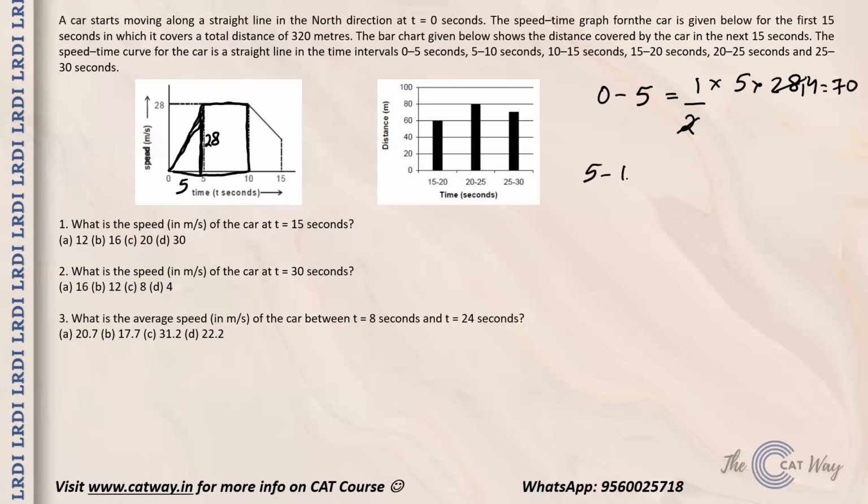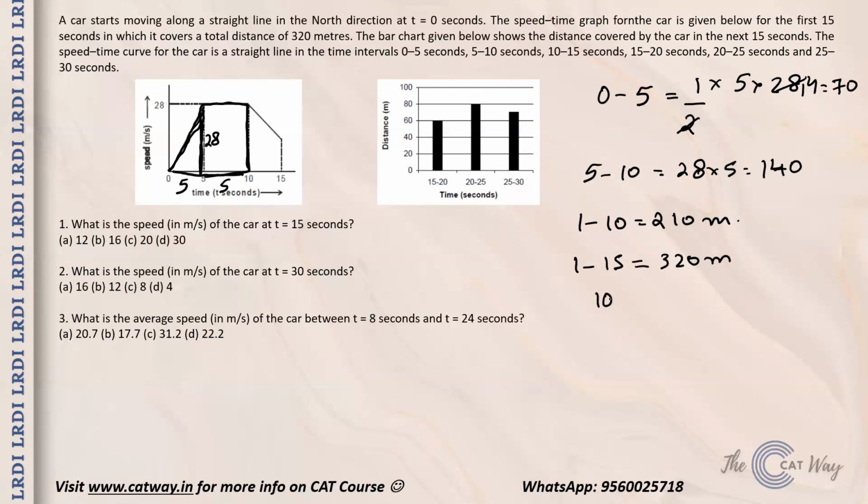Then from 5 to 10 seconds, it's a rectangle, the height is 28 and the base is 5. So base into height is what you do. 28 into 5 will give you 140. So in the first 10 seconds, the total distance the car moved is 140 plus 70, that is 210 meters. Whereas it has been given to us that the total distance covered in 15 seconds is 320 meters. This is something given to us, right?